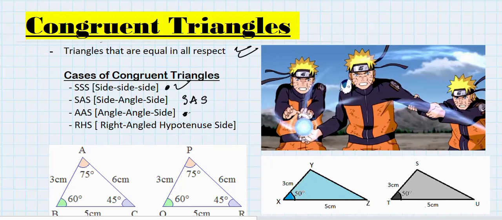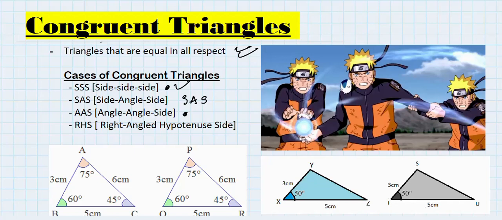And then we have angle side, whereby if I can prove two angles to be the same in this triangle, and I can also prove two angles to be the same in another triangle, and I prove one side in this triangle and one side in another triangle, then that's congruency. You'll see what I mean by that. It might be confusing now, but you'll see what I mean.